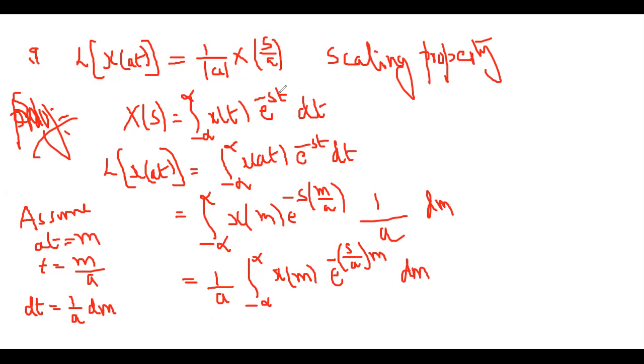Now if it is e power minus st, the Laplace transformation is x of s. Instead of s, it is s by a. It becomes 1 by a times x of s by a. You can take it as the magnitude of a. So the scaling property says the Laplace transformation of x of at is equal to 1 by a times x of s by a. Got it, my dear students?